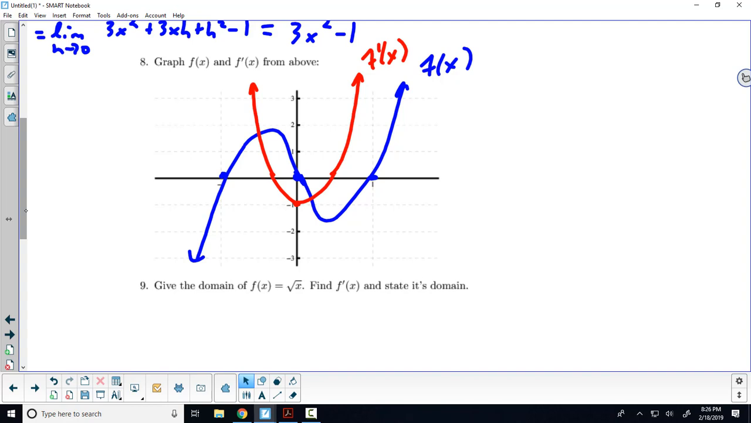So careful. This is where you've got to be careful, right? Be careful when you're using the words positive and negative and increasing, decreasing. When blue is increasing, where is blue increasing? From here to here, right? When blue is increasing, red is positive. When the function is increasing, the derivative is positive. When the function is decreasing, the derivative is negative. And when the function is again increasing, the derivative is again positive.